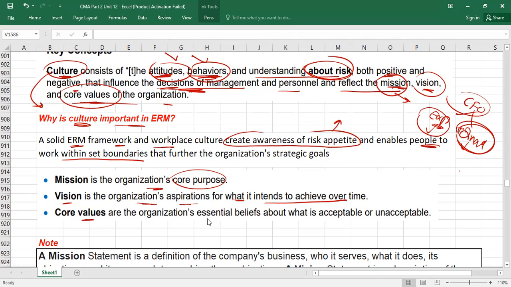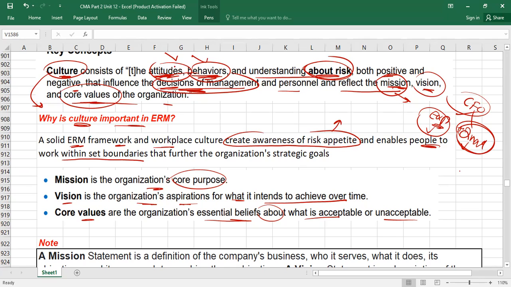And as I told you, core values are the organization's essential beliefs about what is acceptable and unacceptable. Simply, we can say this is the code of ethics. The organization will tell you which things are allowed and which are not, what you can do and what you cannot do. This is what is called culture. So the keywords here: culture will always shape attitude, behavior, and understanding about risk, because these things will always influence the decisions of management.